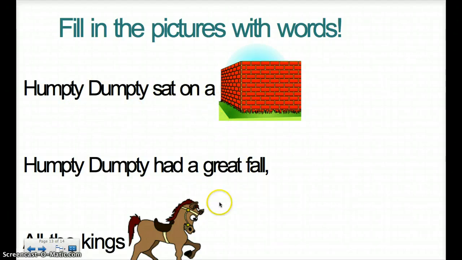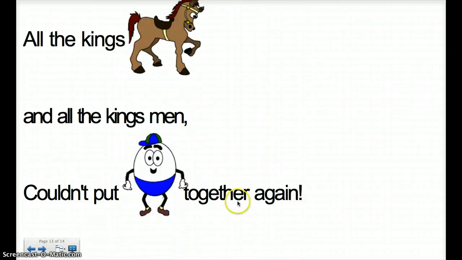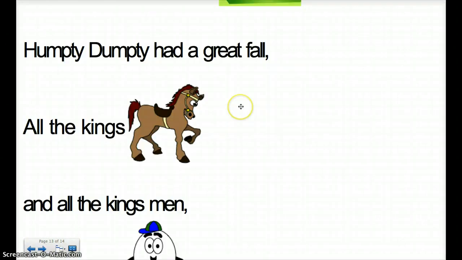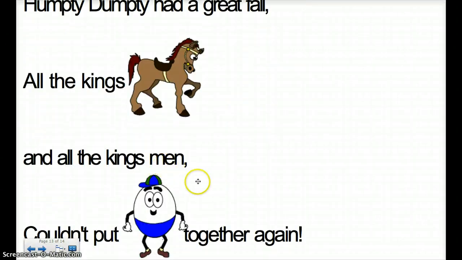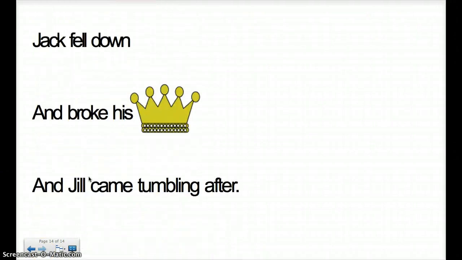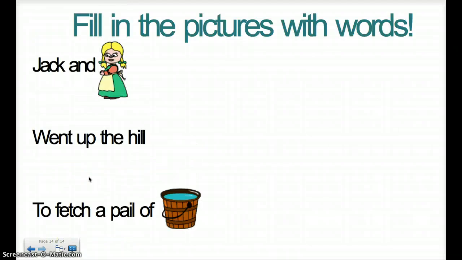And then I have horse and Humpty Dumpty, and so it's just really exciting for them to be able to start reading and start realizing that wall and fall rhyme, and men and again can rhyme as well. The last one is Jack and Jill, and it basically goes the exact same way, and they just get really excited with this.